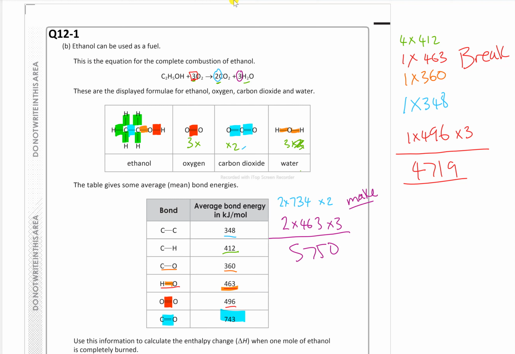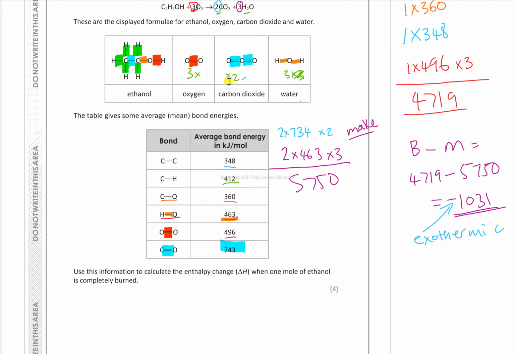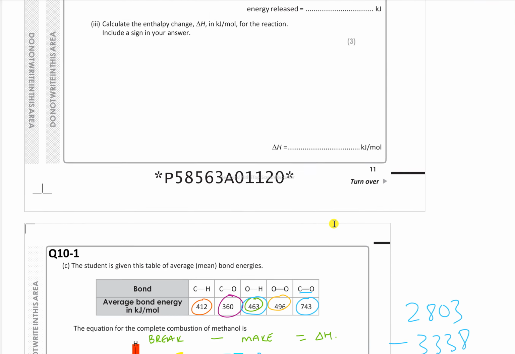Okay, this is the product side, make. So all we do is in alphabetical order: break minus make, B&M stores for shopping. Break 4719 minus 5750 gives a total of minus 1031. Right, what does that minus tell you? It tells you that, what did it tell you actually? Oh, it's exothermic. Hey, that is done, that is finished. We are fantastic.